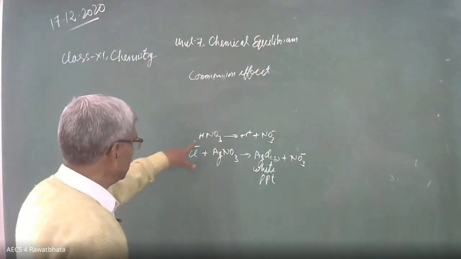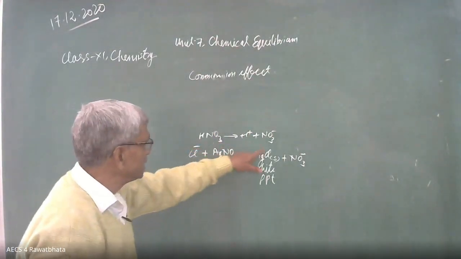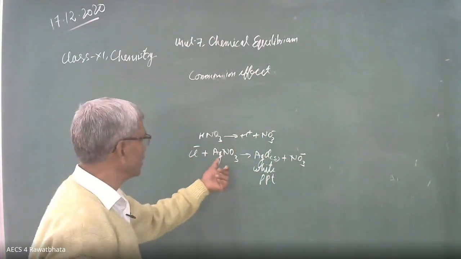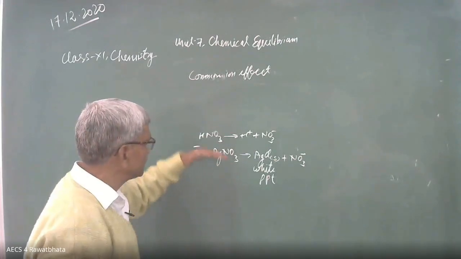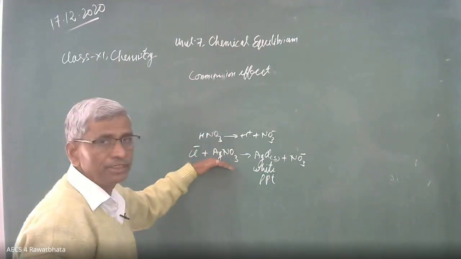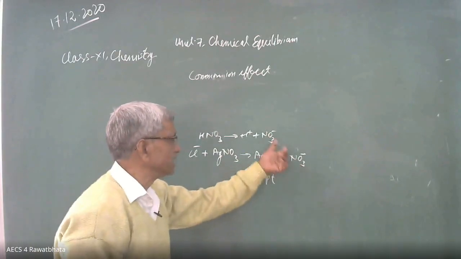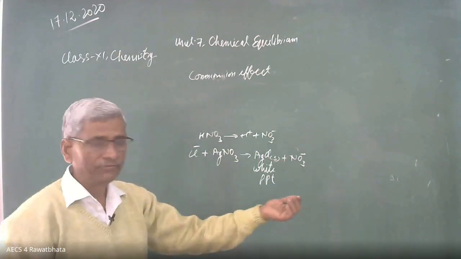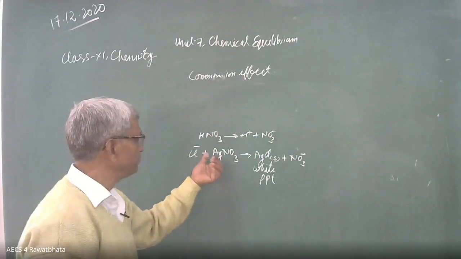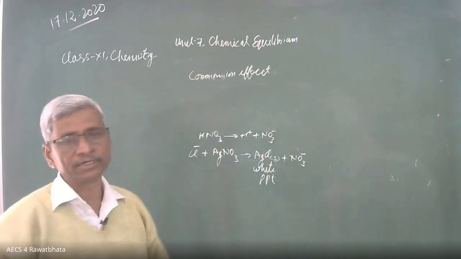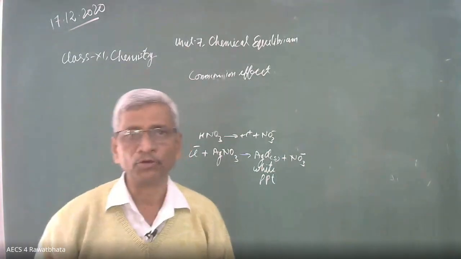So what to do? This HNO3 increases the concentration of NO3 minus in the solution that is added before adding AgNO3. That's why with a small amount of AgNO3, we get a white precipitate, because the NO3 ion is common and is already there. When we add AgNO3, the precipitation will start with less AgNO3. That is another example of the common ion effect.